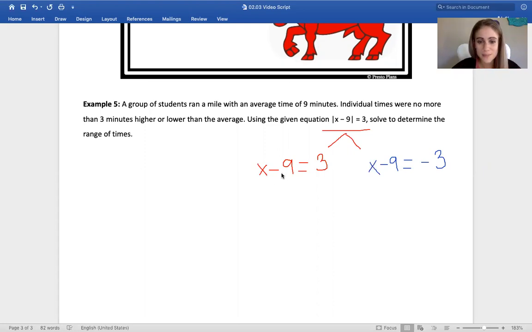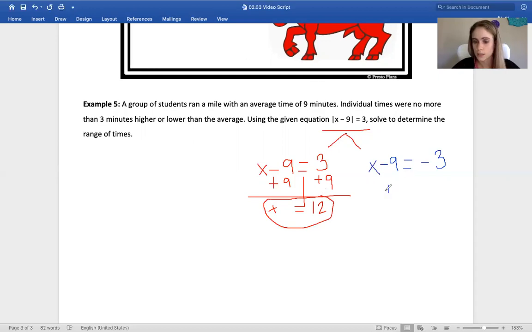All right, well, I have x minus 9. The inverse of subtraction is addition. So we'll add 9 to both sides of our equation. Got to keep it balanced. Bring our x down. -9 plus 9 is 0, so that zeroes out. 3 plus 9 is 12. So one of our possible times is 12 minutes.